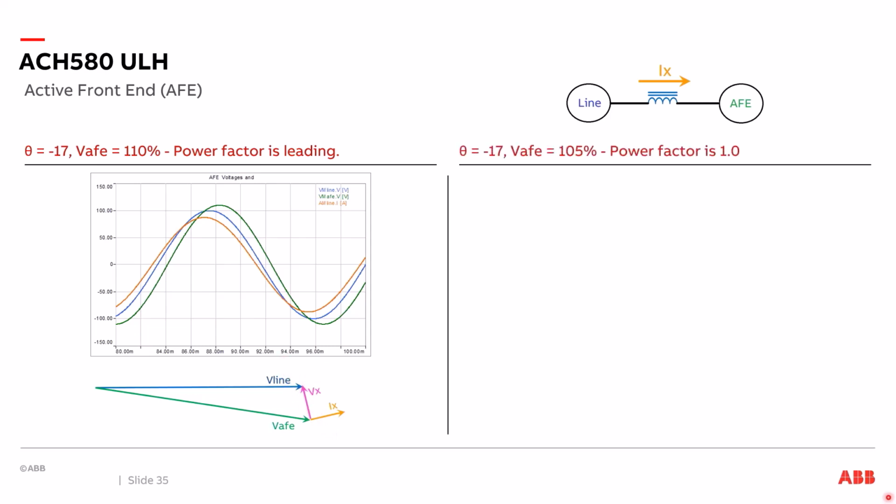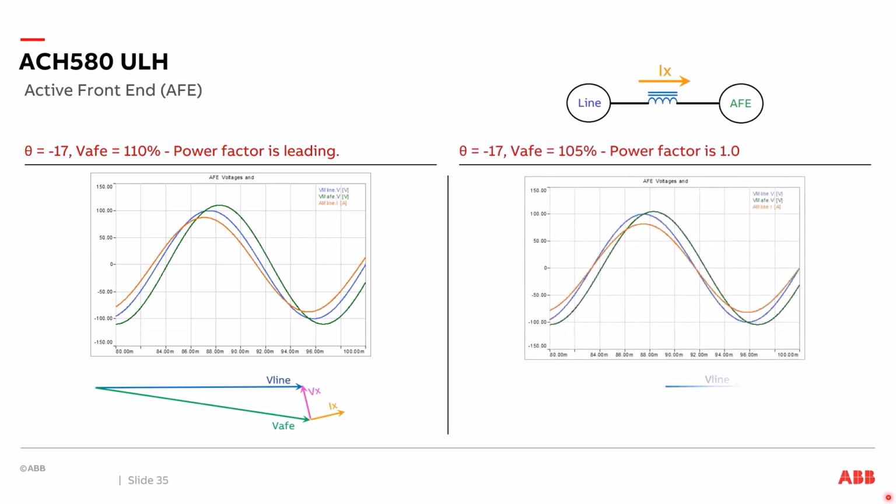If we bring it back down to 105%, power factor will reduce back down to 1. And over here we're showing that by reducing the active front end voltage, we now line things back up where the current is in phase with the voltage of the line. And that makes power factor equal to 1.